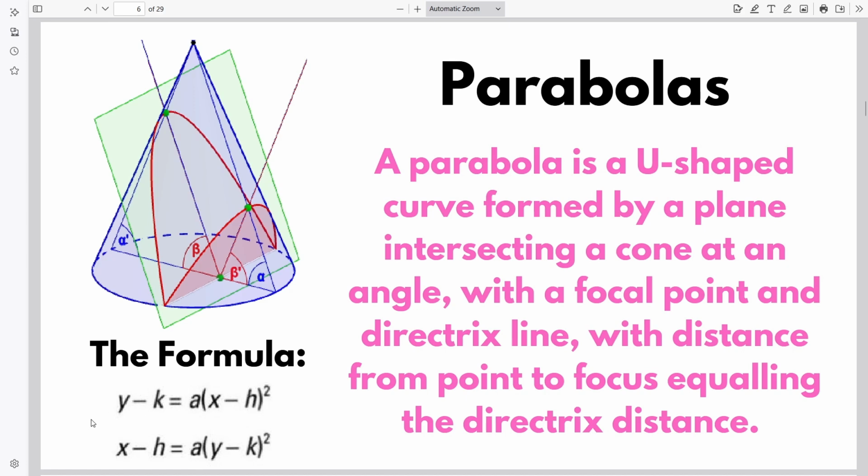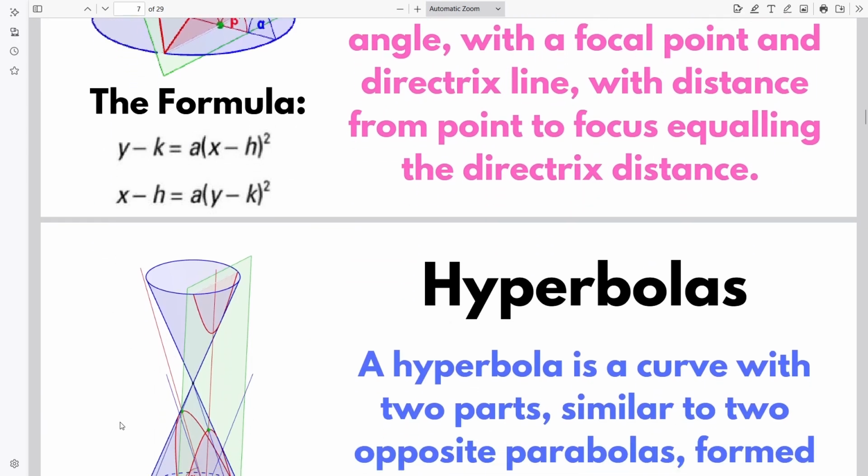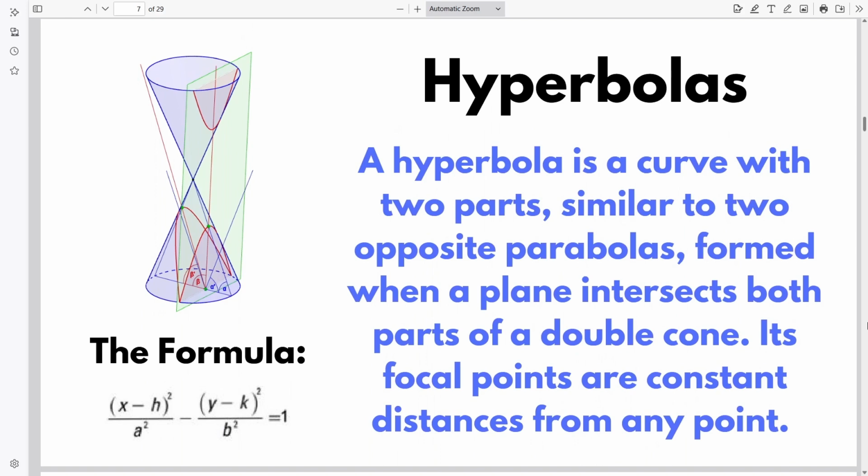This pretty much just determines the direction it opens. Like if you use y or x, that would determine the direction the parabola opens. Now the hyperbola is a curve with two parts, similar to two opposite parabolas, that is formed when a plane intersects both parts of a double cone.